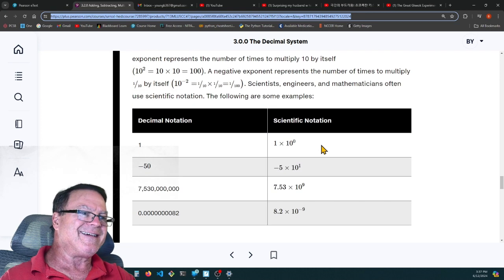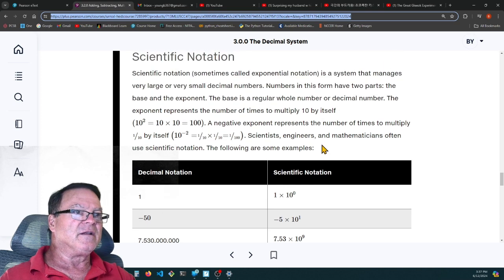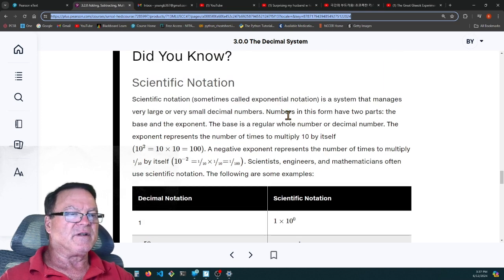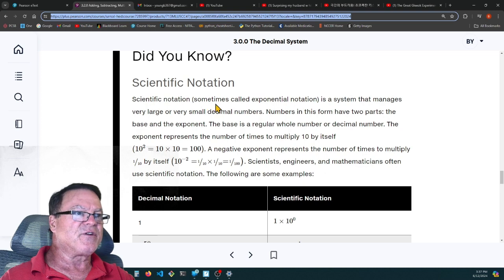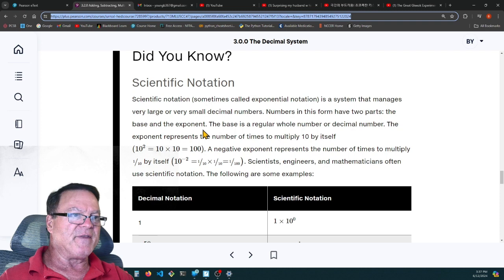Scientific notation. All right. I don't want to confuse you, but let's talk about scientific notation. Scientific notation, sometimes called exponential notation, is a system that manages very large or very small decimal numbers. Numbers in this form have two parts, the base and the exponent. The base is a regular whole number or a decimal number. The exponent represents the number of times to multiply by 10.